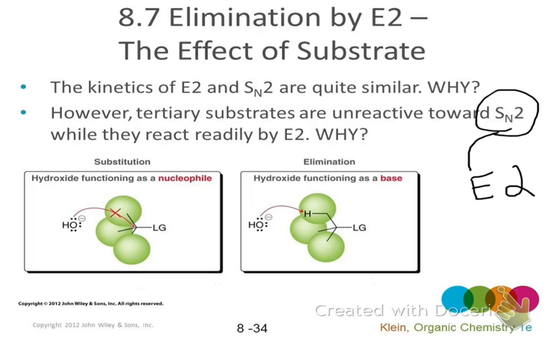So the order of reactivity for SN2 and E2 are the opposite. E2 will react with both primary and tertiary, but it's the opposite in the sense that for E2, tertiary has a higher rate and is faster, whereas for SN2, tertiary is the slowest.